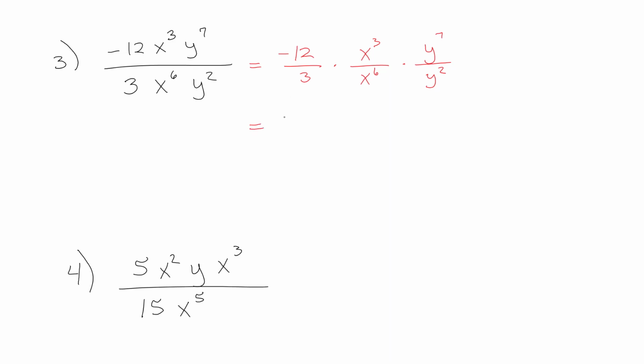So you've got -12/3, so that's -4. Then we have x to the 3 minus 6, and then we have y to the 7 minus 2.